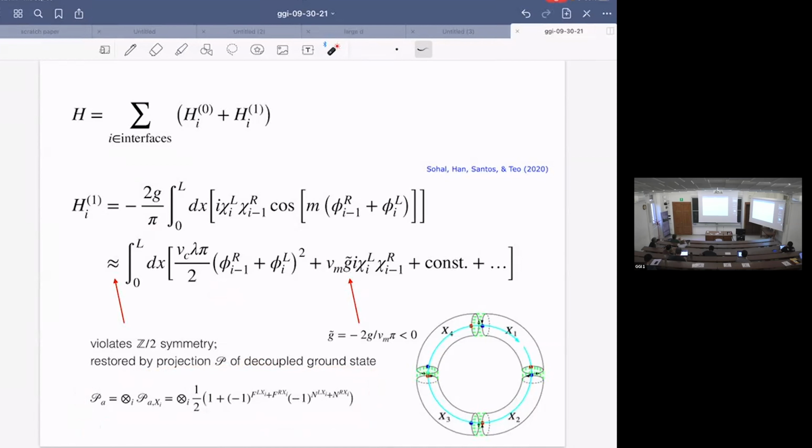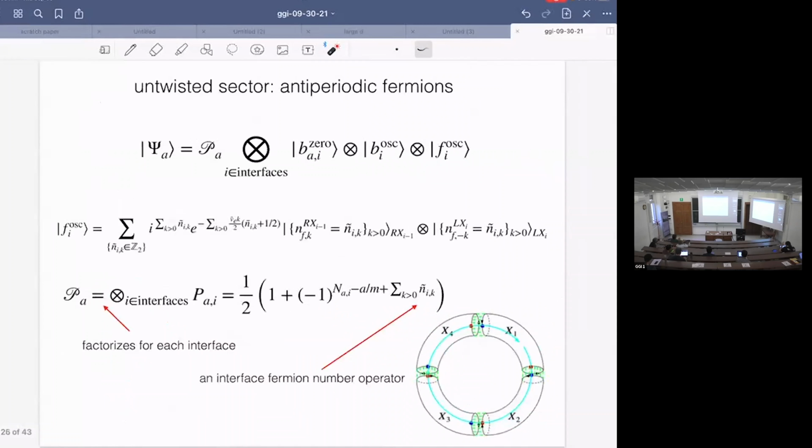So again, the game is the same. We have a solvable Hamiltonian, and according to which sector we live in, we can again write out the torus state in terms of a product of interface states, or said differently, a product of cylinder states. And then we just have to be careful about ensuring that the Z2 symmetry is preserved in the resulting state.